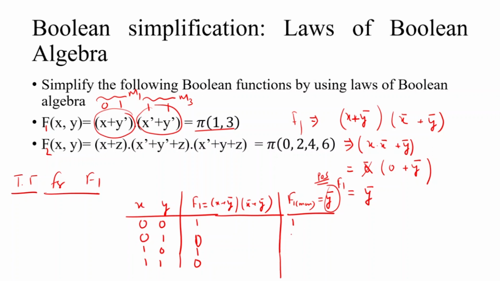Here y is 1, this means the output is 0. Here y is 0 not 1, this means the output is what? 1. Here y is 1, this means the output is 0. Here we see that this and this are same.